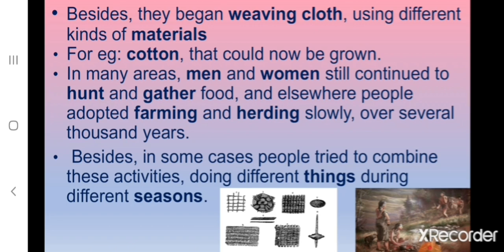So at that time cotton was also grown, and in many areas men and women still continued to hunt and gather food, and elsewhere people adopted farming and herding slowly over several thousand years. And besides this, in some cases people tried to combine these activities, that is doing different things during different seasons.